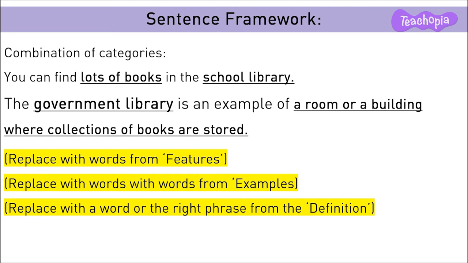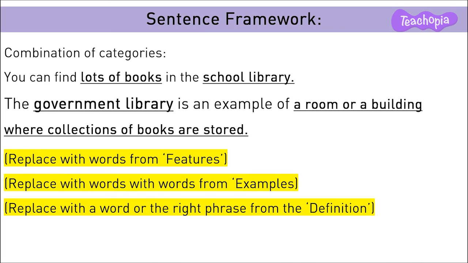You can also create sentences by combining two categories. Like, you can find lots of books in the school library. Here, the phrase "lots of books" is from the category of features, and "school library" is an example which you can replace with words from features and from the examples. The government library is an example for a room or a building where a collection of books is stored.